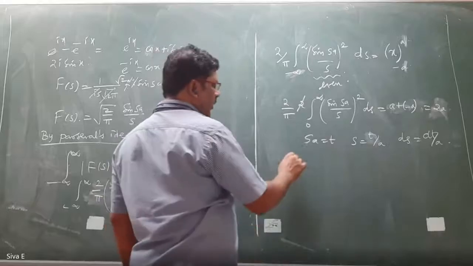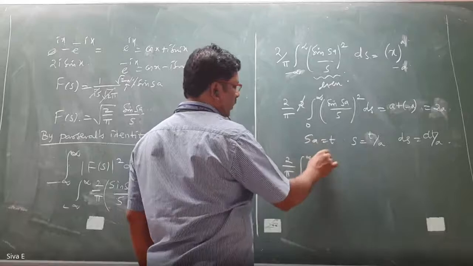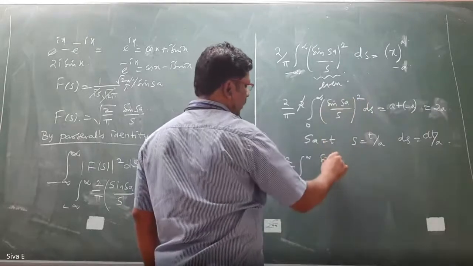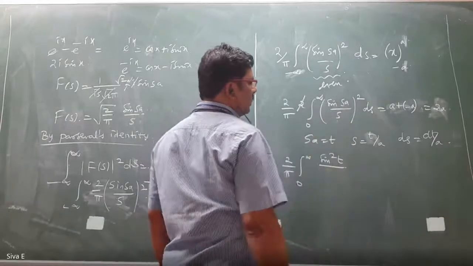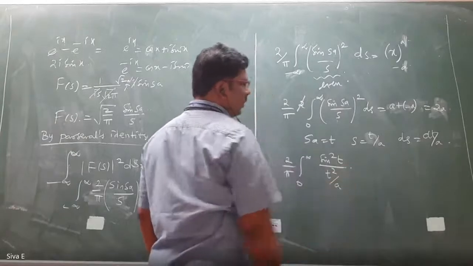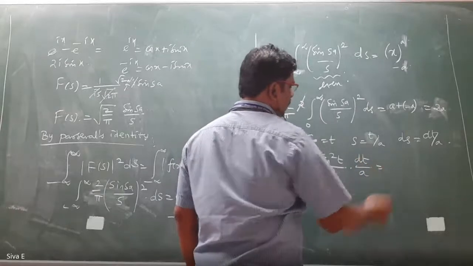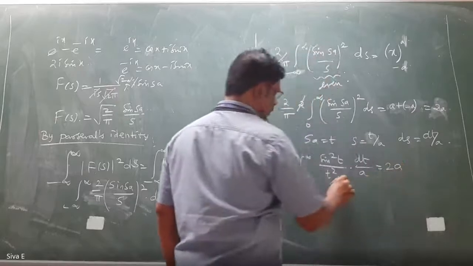2 by pi, integral over 0 to infinity sin square t, na? So sin square t by s. s is t by a. So t square by a. ds is dt by a, that is equal to 2a, t square by a square, na.